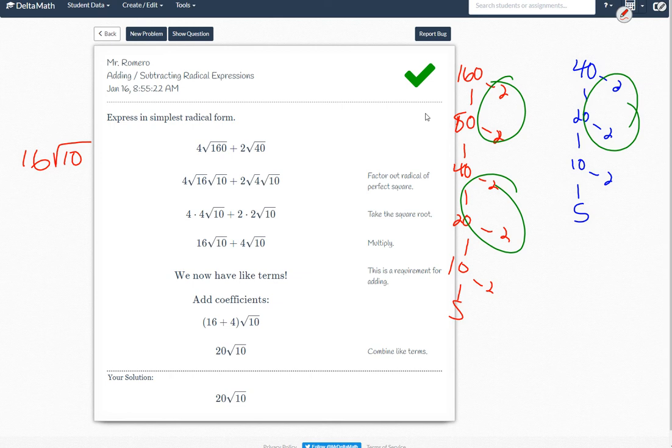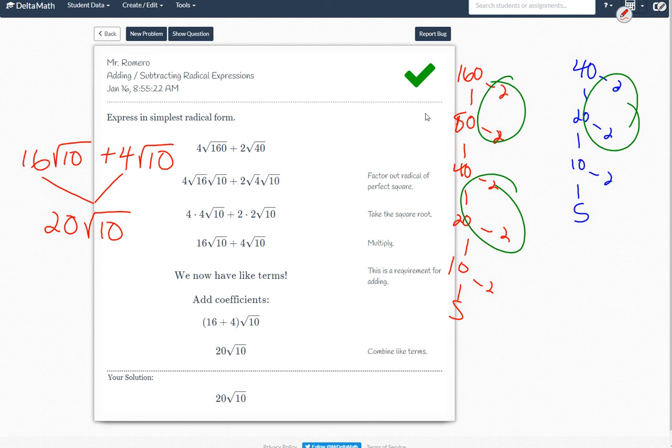The second term already had a 2 on the outside. That's going to be joined by another 2. 2 times 2 is 4, and then finally 2 times 5 is 10. So then when we add, it's only the 16 and the 4, which is 20. Need the square root.